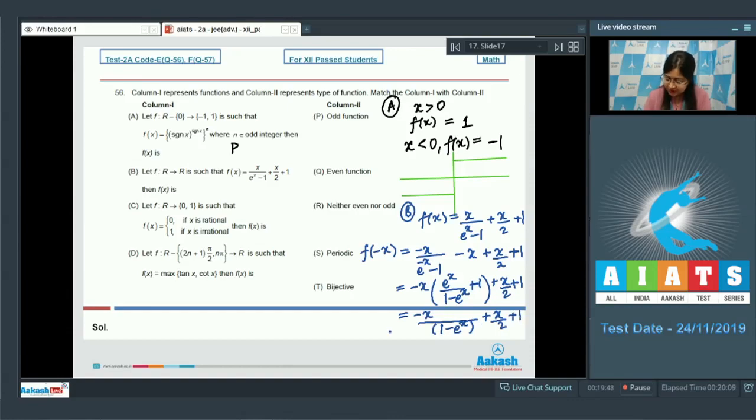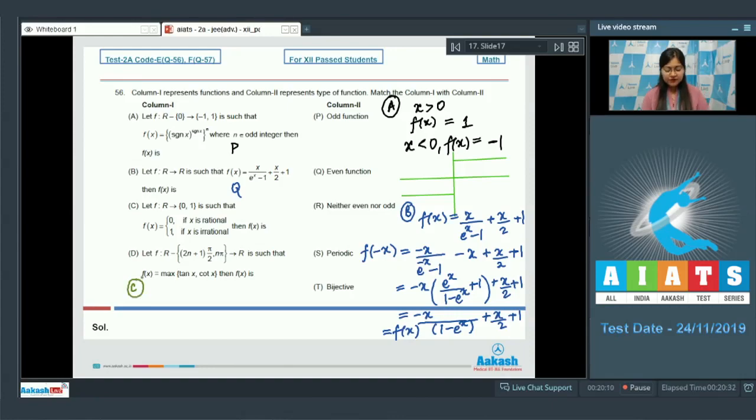Which is definitely equal to f(x), which means that f(x) is equal to f(-x), that is, it is an even function. So option Q is correct. Now as the function is even, we can definitely say that it is not bijective and it is not periodic. Now let's talk about option C.